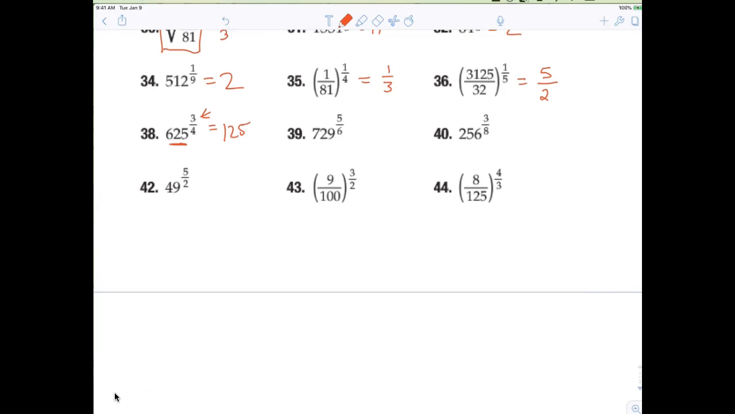The sixth root of 729 is probably 3. And then 3 to the fifth power. I'm proud of you, 243, exactly.